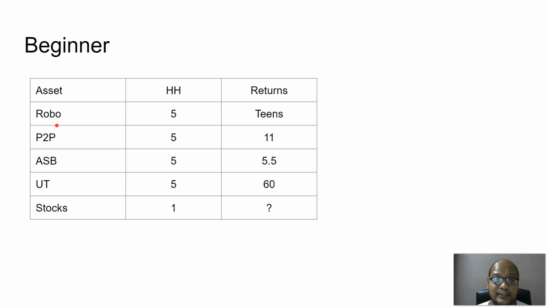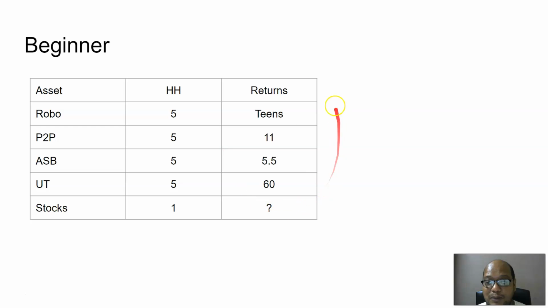So to conclude, with regards to robo-advisory, peer-to-peer, ASB and unit trust, the hand-holding is relatively high in all of this. The reason being that with robo-advisory, we have software to help invest our money. With unit trust, we have a fund manager to help invest our money, and also with ASB. With peer-to-peer lending, there are certain platforms which will do automatic investments for us. But having said that, with regards to stock, in terms of hand-holding, it is relatively low.